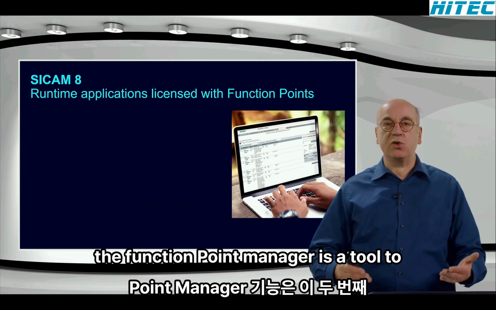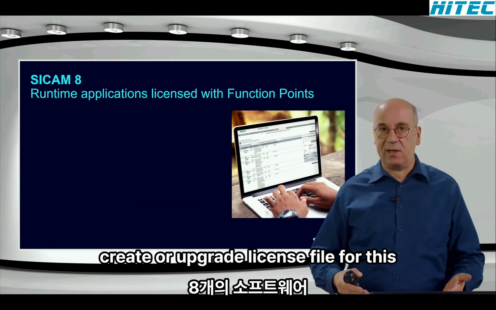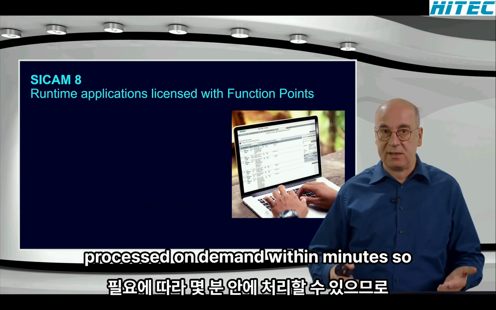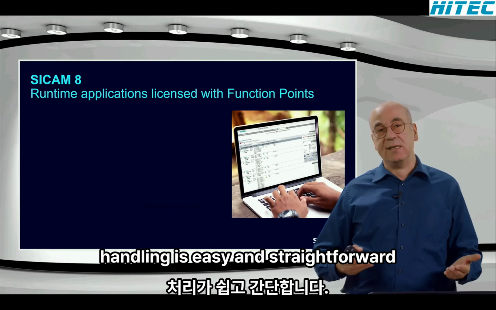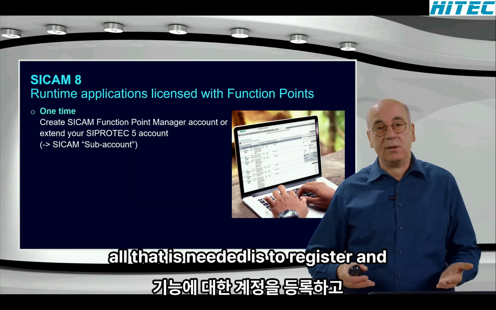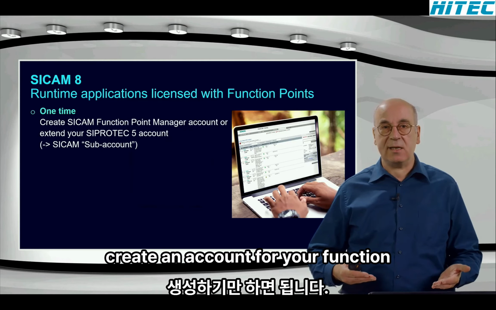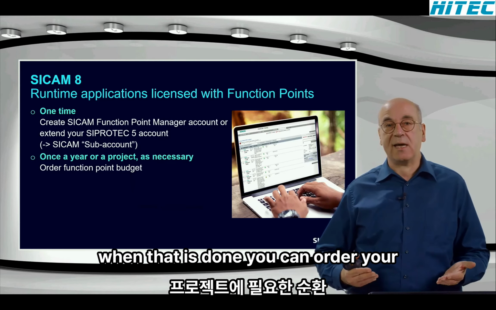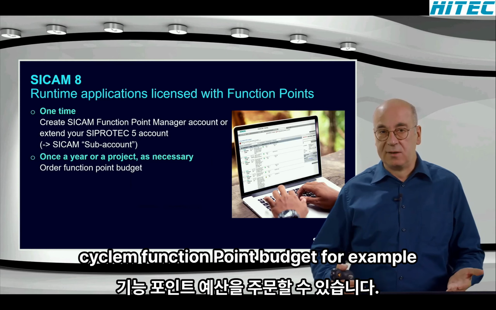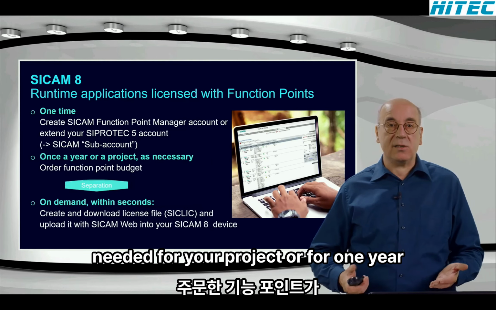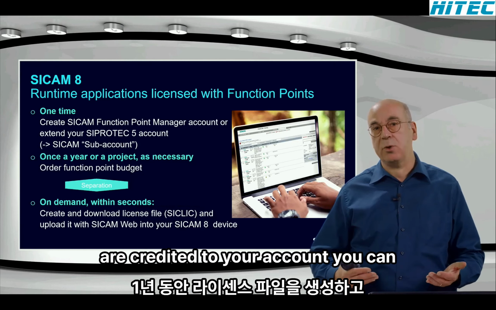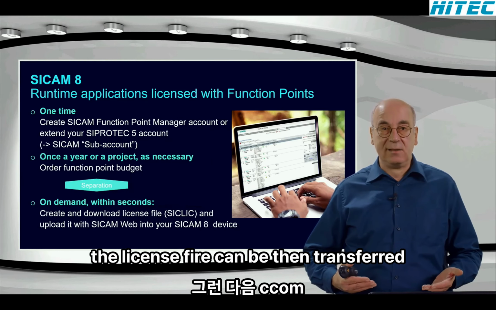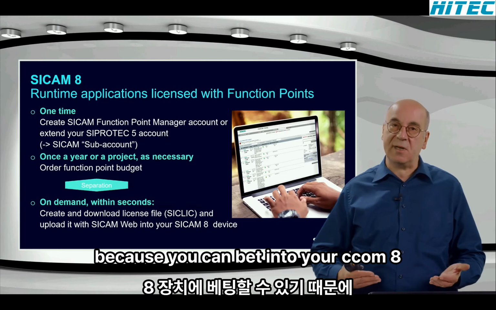The function point manager is a tool to create or upgrade license files for these Sicam 8 software applications and can be processed on demand within minutes. The handling is easy and straightforward. All that is needed is to register and create an account for your function point manager. When that is done, you can order your Sicam function point budget, for example, needed for your project or for 1 year. As soon as the ordered function points are credited to your account, you can generate the license file and download it. The license file can then be transferred via Sicam Web into your Sicam 8 device.